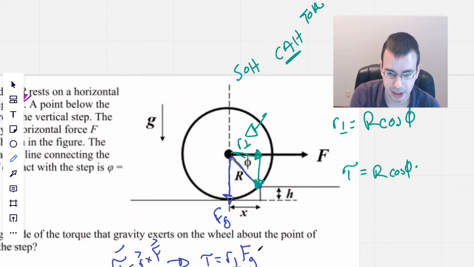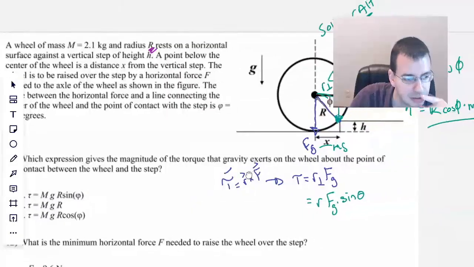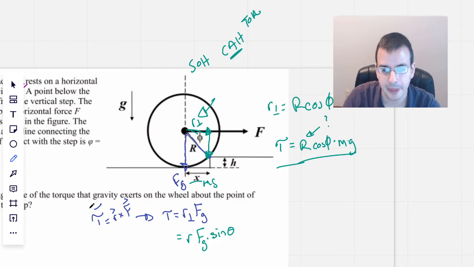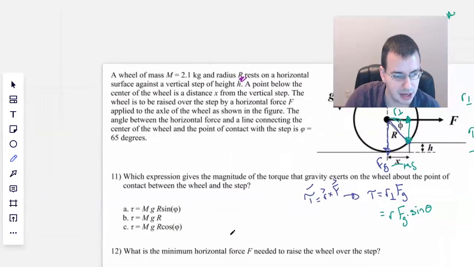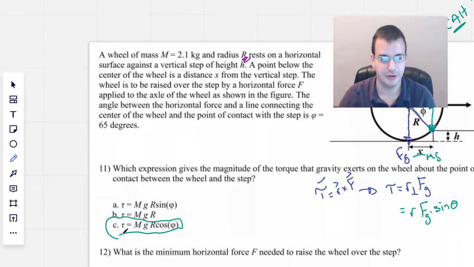The force of gravity is mass times gravity. We know what the mass is, and we do know the gravity. We don't know r though, that's the question here. So r cosine phi times mass times gravity, right there. So C will be the answer for the first part.